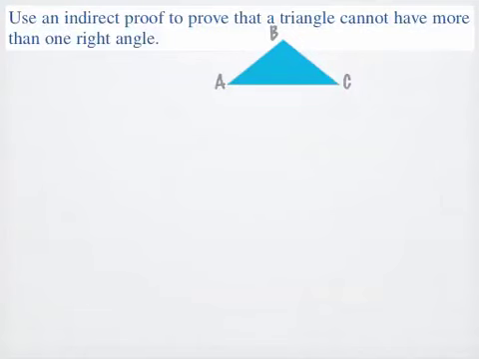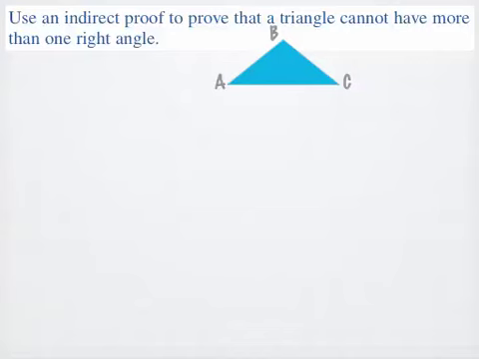An example of an indirect proof. This says use an indirect proof to prove that a triangle cannot have more than one right angle. Notice I've already gone ahead and drawn a triangle ABC. What we are trying to prove is that a triangle cannot have more than one right angle. If we're using an indirect proof, though, we first need to assume the opposite of that is true.